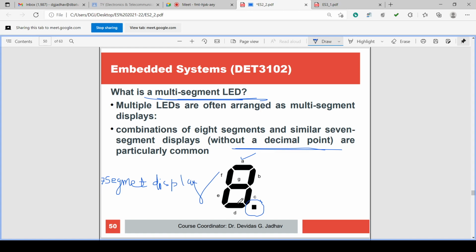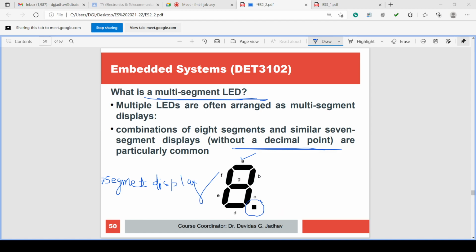A, B, C, D, E, F, G: 8. 9: only E is not displayed. What is 9? A, B, C, D, F, G. E is not displayed, otherwise it is 8. In this way, 1 to 9, or 0: if you want to display 0, G is not displayed. A, B, C, D, E, F are displayed. The decimal point can also be displayed.